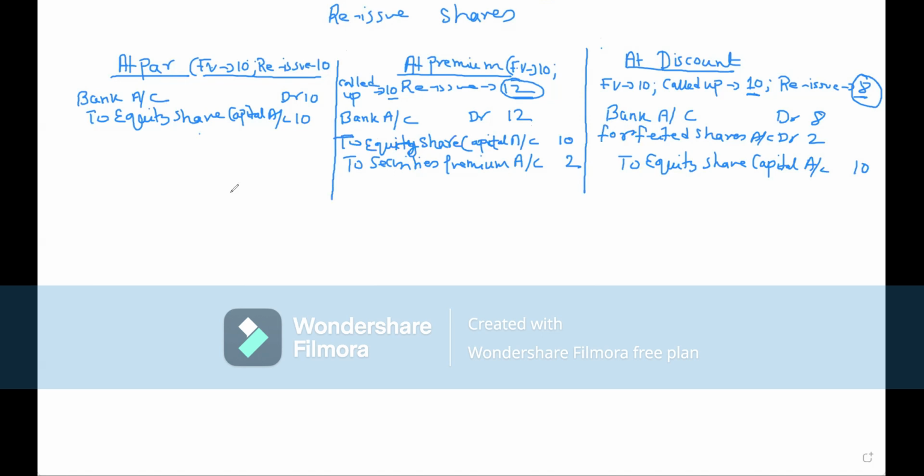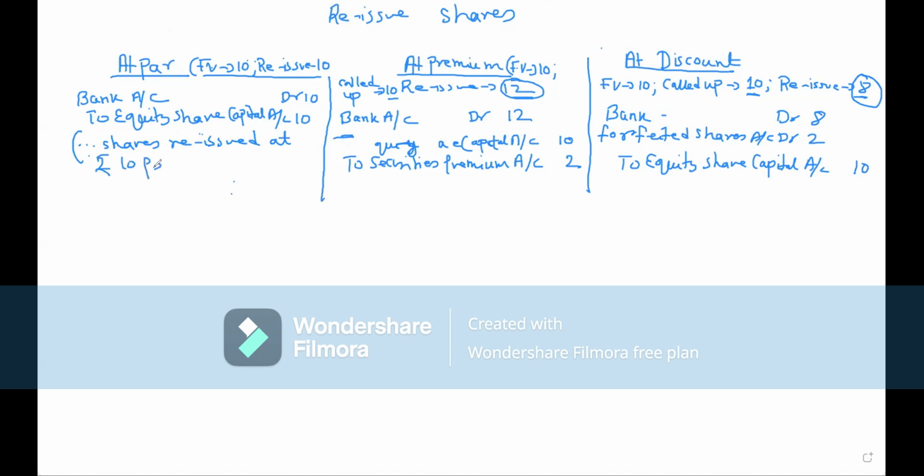Now, before you copy, let me also tell you the narration. What should be the narration? The narration is pretty simple. The narration will be: shares, number of shares. That is the meaning of the word shares. Shares reissued at rupees 10 per share.